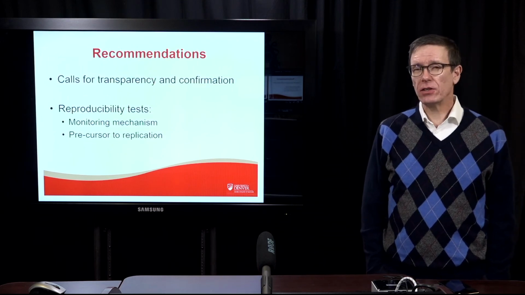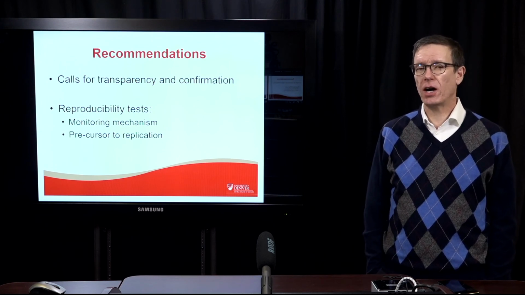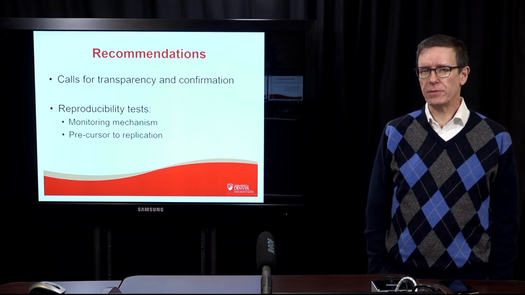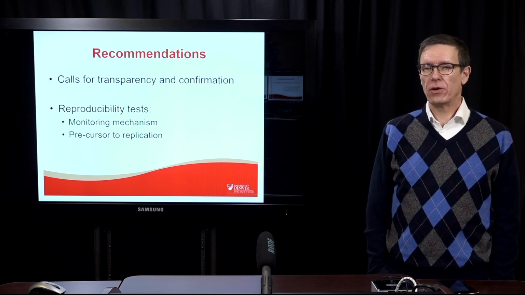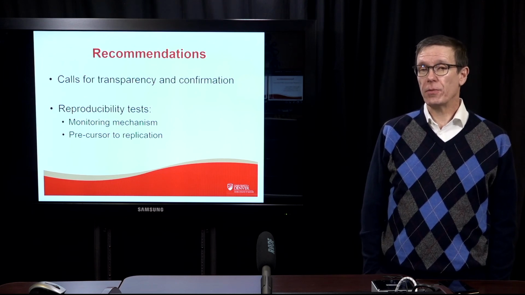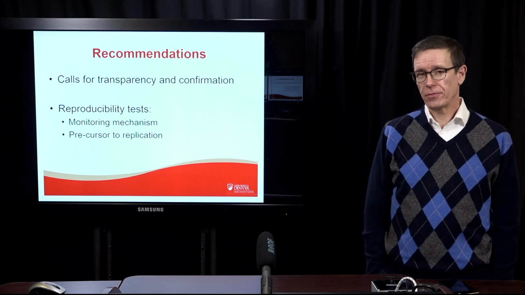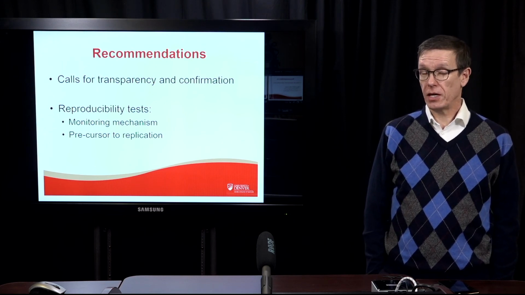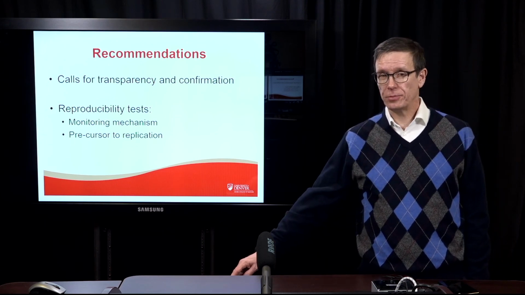Recommendations. What we see in the literature these days with editors and reviewers and others is more calls for transparency and confirmation of findings. What we're looking at today with this material that I've discussed is to add reproducibility tests to this mix. Reproducibility serves as a monitoring mechanism, enabling us to see whether the information asymmetry between authors and readers can be reduced and diminished, because now we know whether an article's findings are reported fully. And again, it serves as a precursor, a precondition, and a first step to conducting replication.